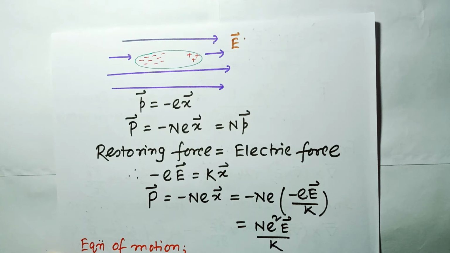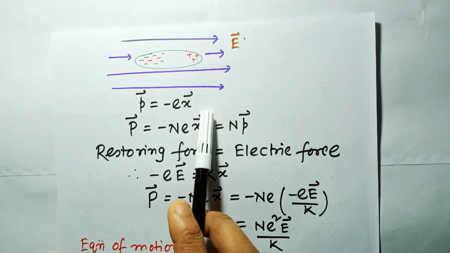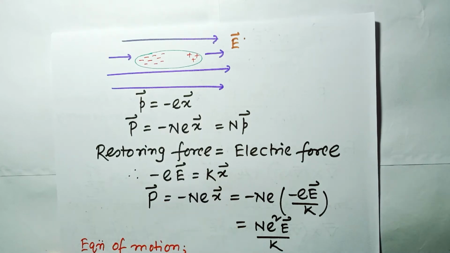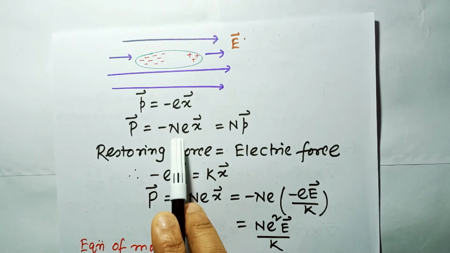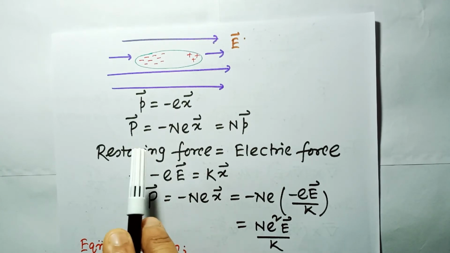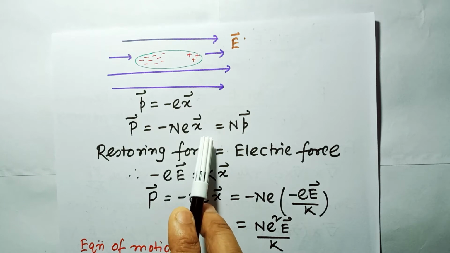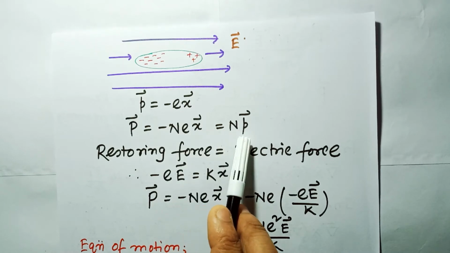the equilibrium position, and we assume that capital N is the charge displaced per unit volume here. So the induced dipole moment, small p vector, is equal to minus e times the displacement x vector, and the polarization, where we assume that capital N is the charge displaced per unit volume. So the polarization vector we can write, capital P vector, is equal to minus N e x vector, which is equal to capital N times the small p vector.